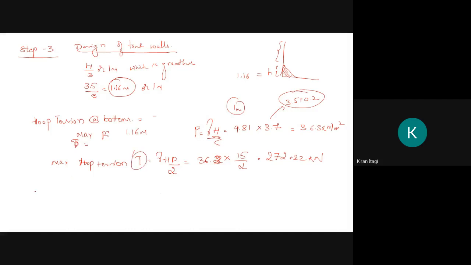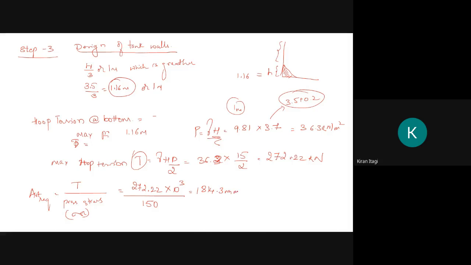With the help of T, we will calculate the Ast. Ast required is given by T upon permissible stress, that is sigma st. T, how much have we got? We have got 272.22 multiplied by 10 power 3, because we are converting it into Newton, divided by sigma st. It is directly given in the question, that is 150 Newton per mm square. On simplification, how much have we got?